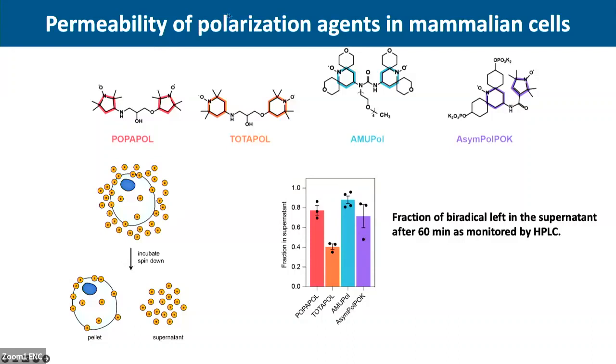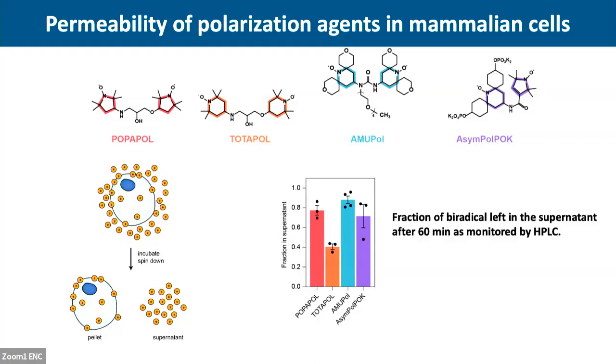And so what you can see here is that popopole, amupole, and asympole POC all don't really get into cells. Totopole seems to be reduced in the supernatant, but at this point we don't know if this is because it actually gets stuck on the cell membrane or whether it actually gets into the cells.